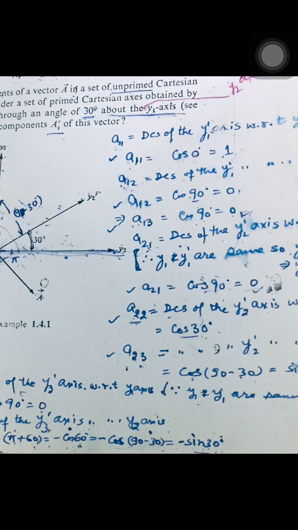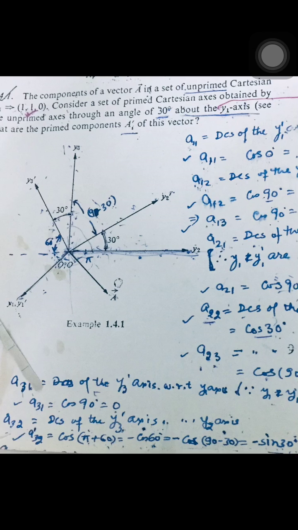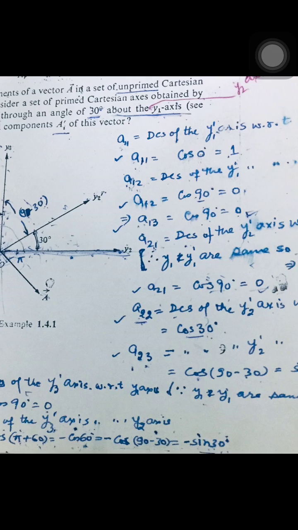Direction cosine of the y1 dash axis with respect to y1 axis. So A11 is nothing but cos 0 because y1 and y1 dash are the same line. So the angle between them is 0. You are seeing this because in this book the direction cosines are written directly. But for example, as we are solving here, A11 is cos 0, which equals 1.